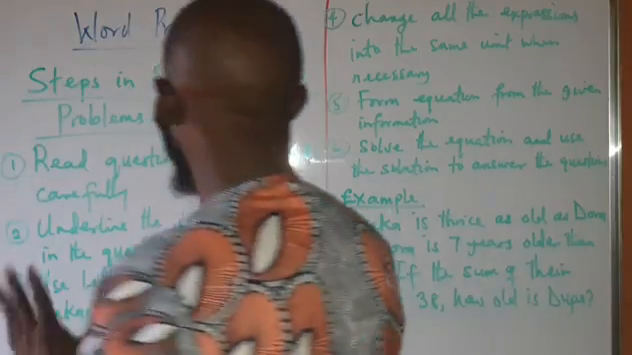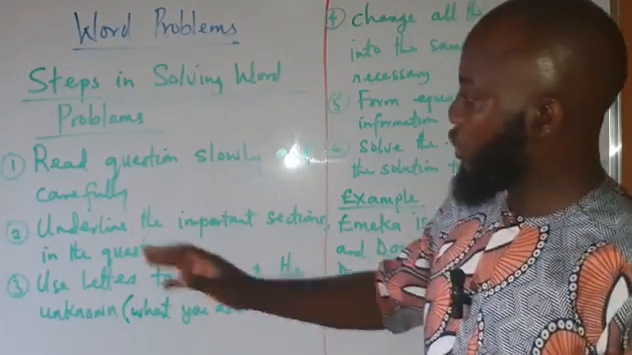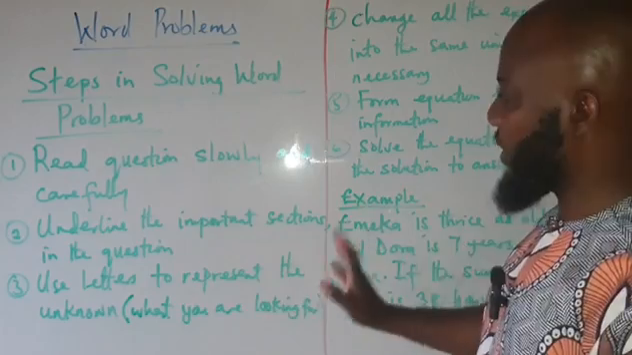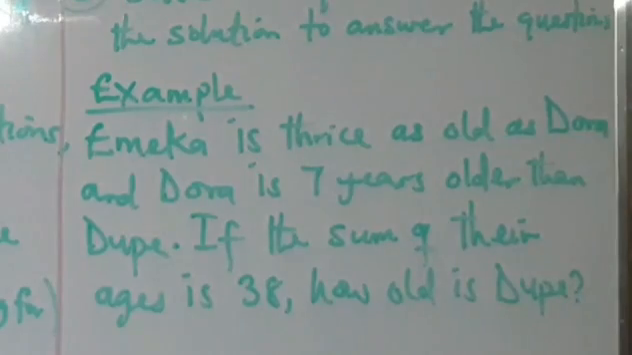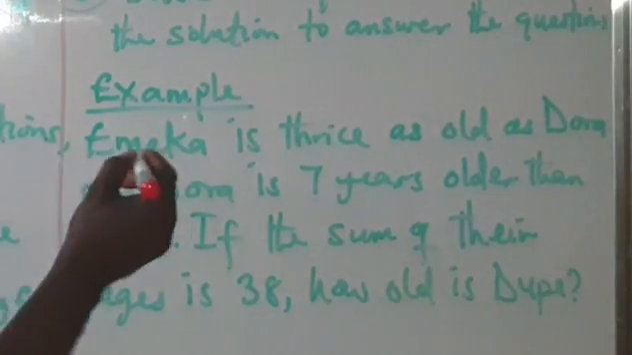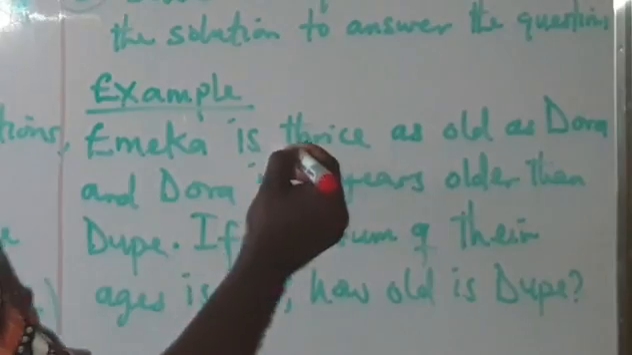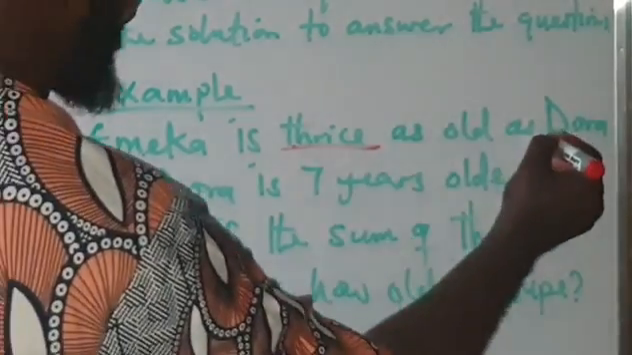Read the question slowly and carefully. Number 2, underline the important sections in the question. So what are the important sections in this question? Emeka is 3 times, thrice, the age of what? Dora.